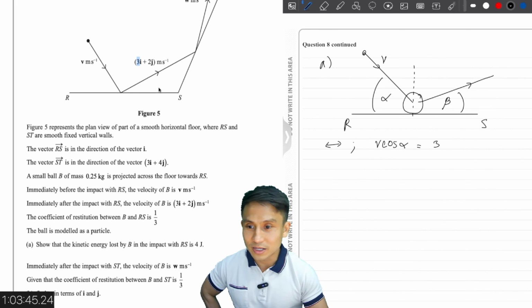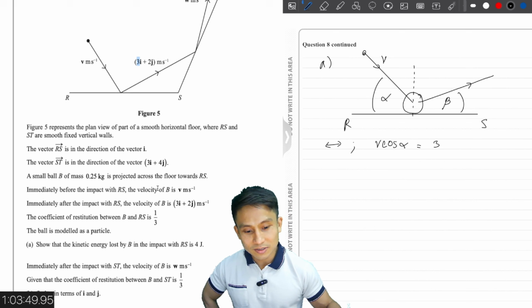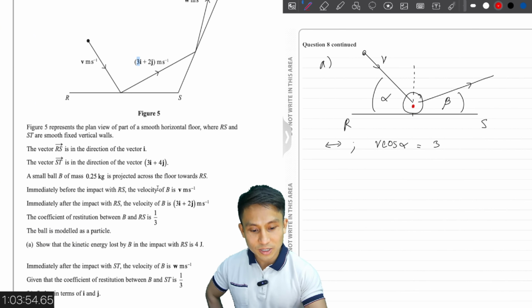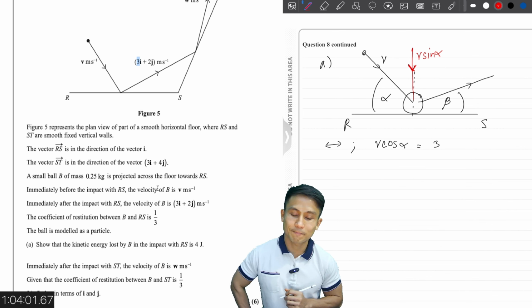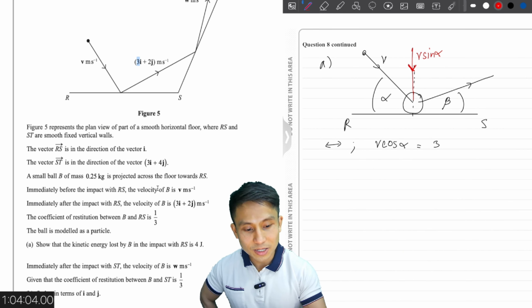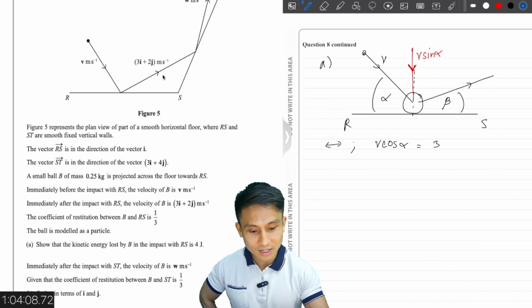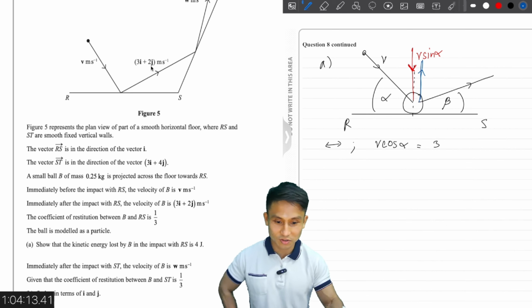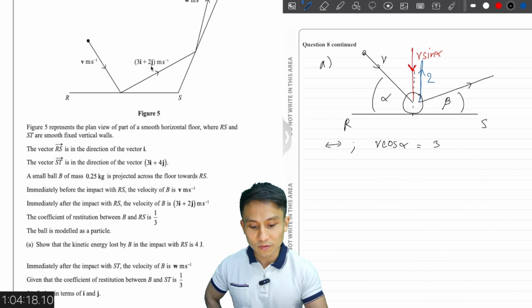And that's one equation. Now we are also given the coefficient of restitution. If you resolve V here, going in, the vertical component of V would be V sin alpha. And then the final velocity here going upwards, if you look at just the vertical component, it's just 2. So going upwards by 2. And that will allow us to calculate the coefficient of restitution.